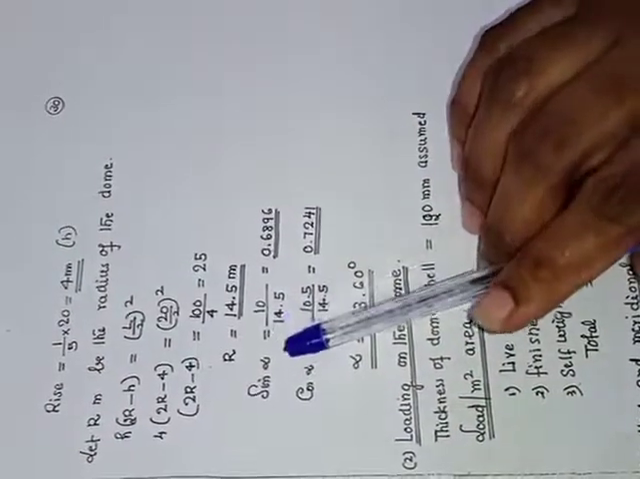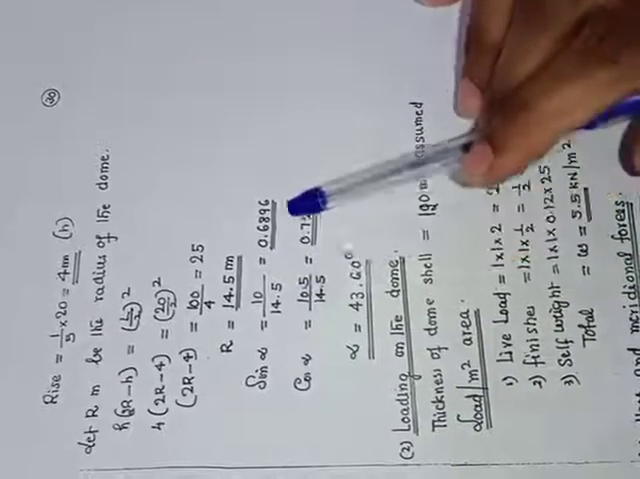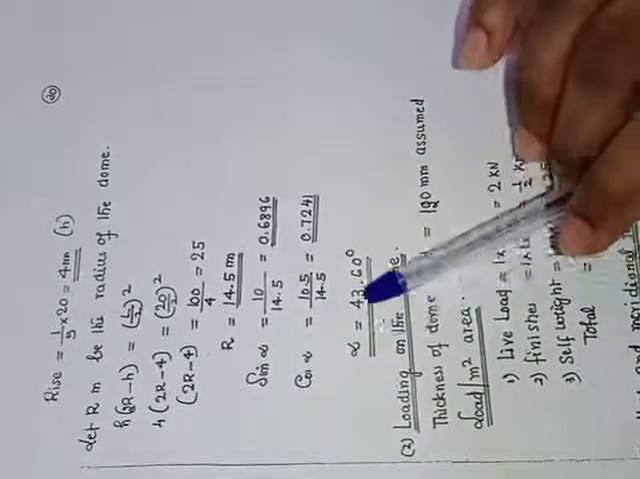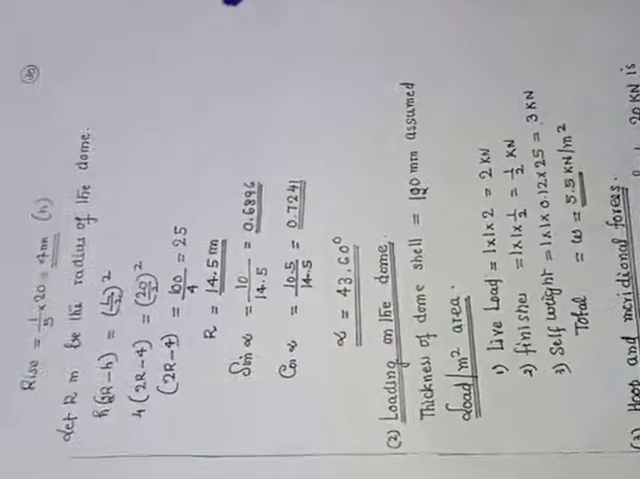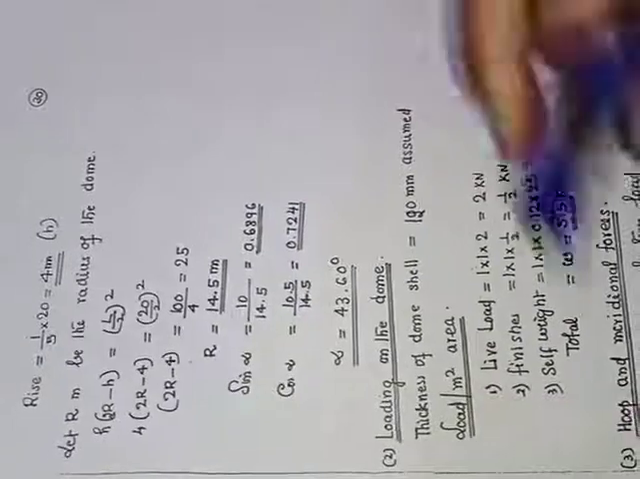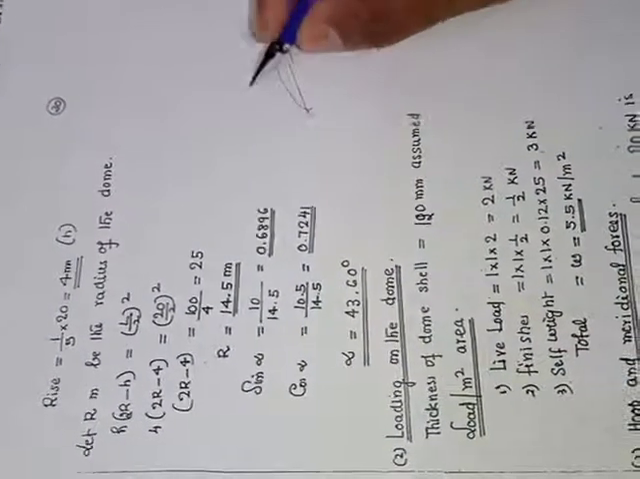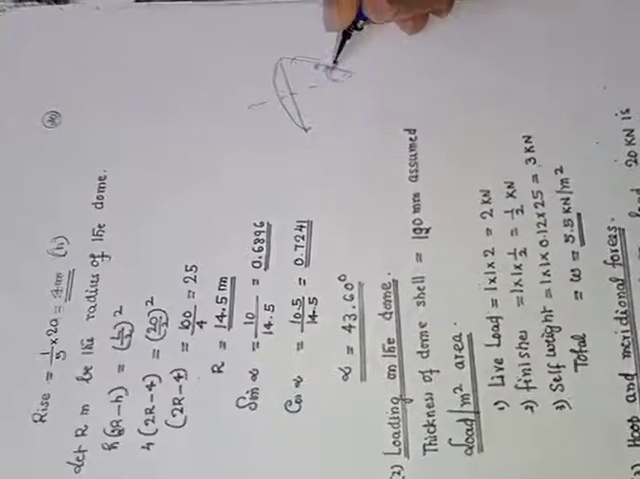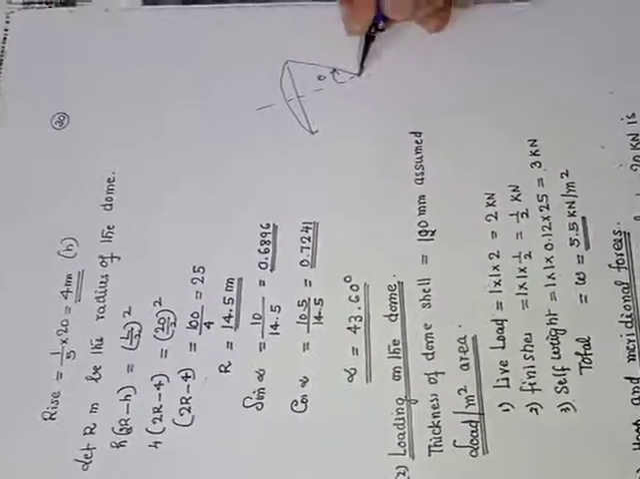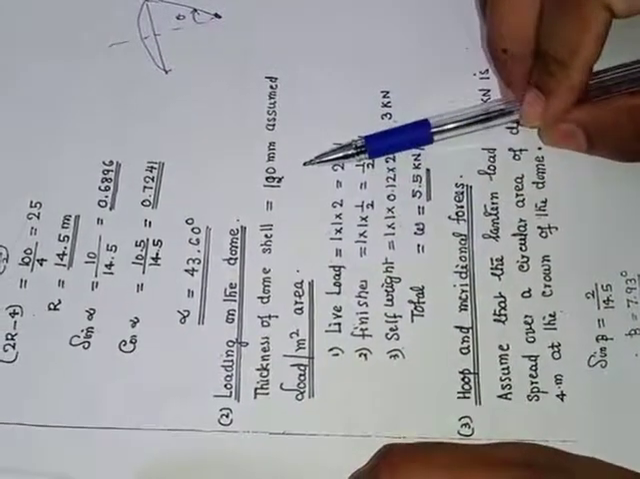So we can say that sine theta is equal to opposite by hypotenuse. So from this we can find out what is theta. Theta is 43. That is, theta is the angle that is making. So if this is the dome and this is the axis, so theta is the angle which it is making with this line. Next we have to identify what are the loads that are coming on the dome.